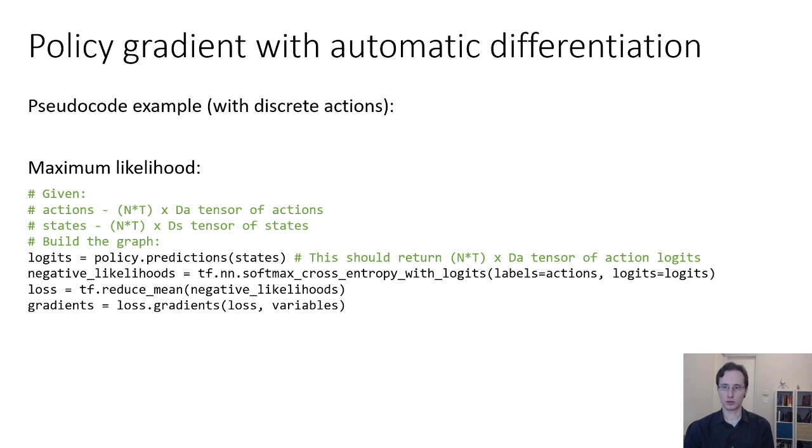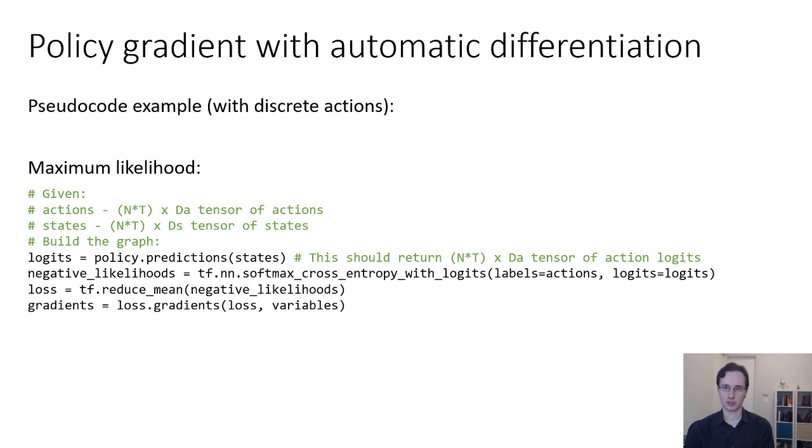So the pseudocode that I have here is the pseudocode for maximum likelihood learning. This is supervised learning. Here, actions is a tensor with dimensionality n times t along the first dimension, so number of samples times the number of time steps, and the dimensionality of the action along the second dimension. And states is a tensor n times t times the number of state dimensions.